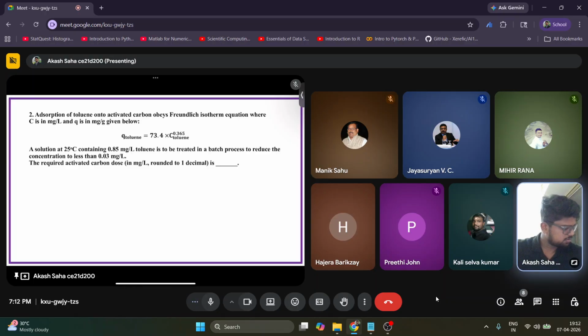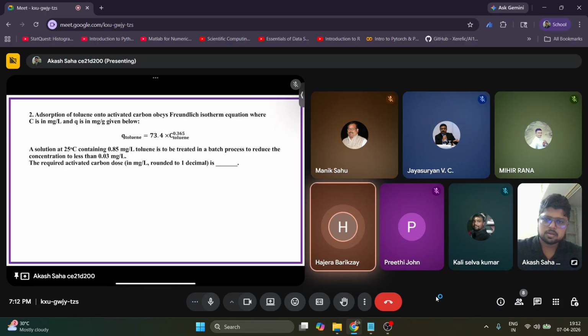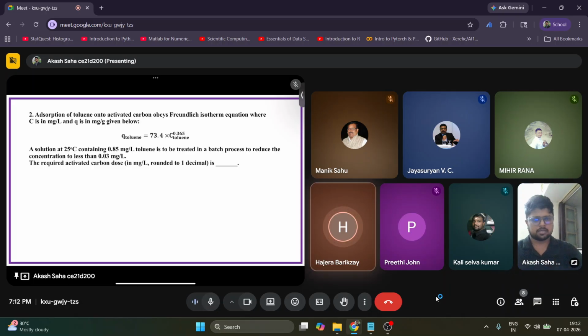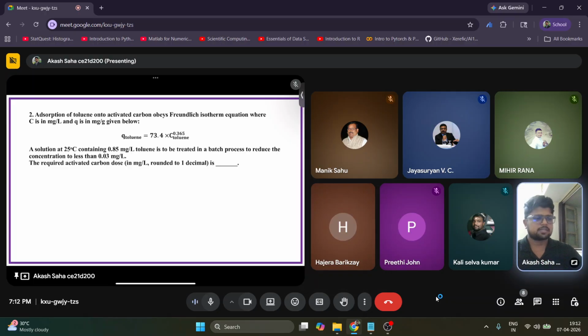And for C, C initial equals C final plus Q into C of that carbon which is required. I guess it's like 0.0401 grams per liter. Yeah, that is correct. But here they are asking in milligram per liter, so just multiply it with 1,000. So in that case, it's like 40.41. Yeah, that is right.